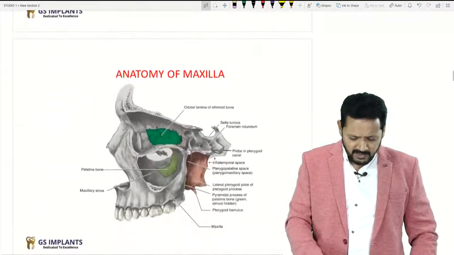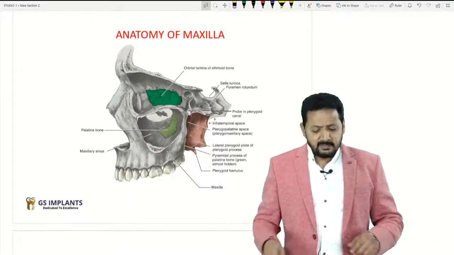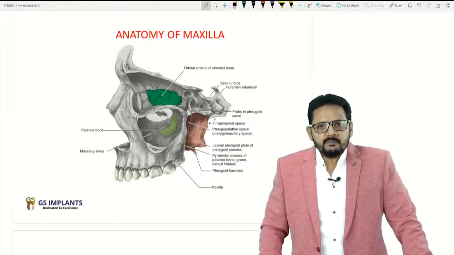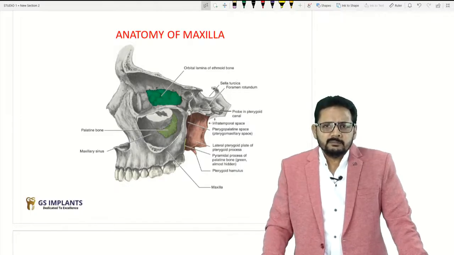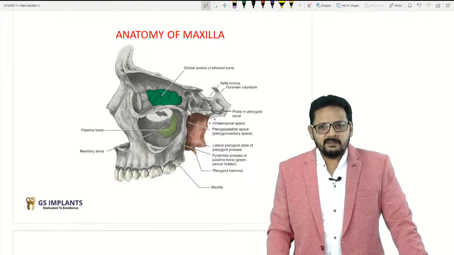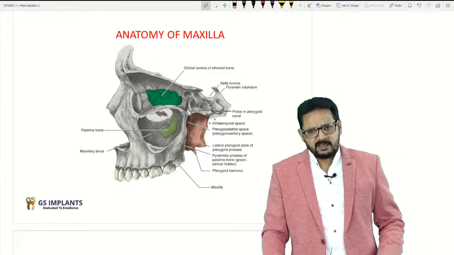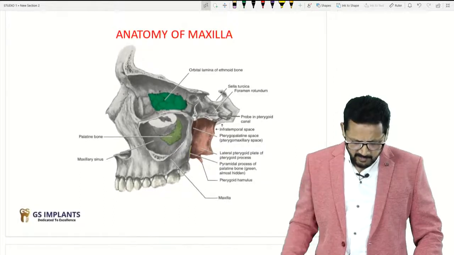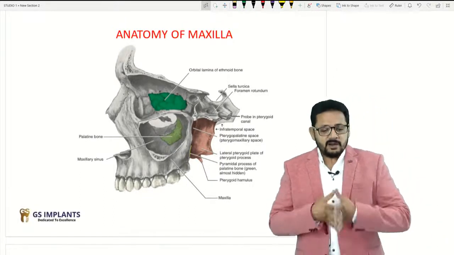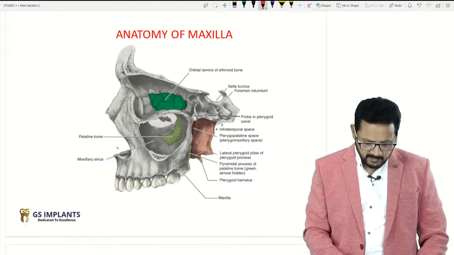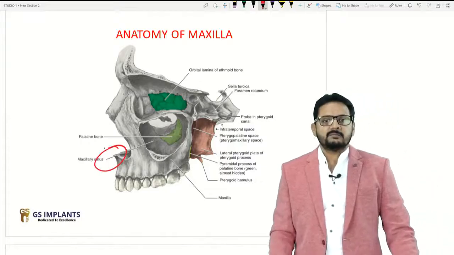Now first and foremost is the anatomy of the maxilla. How many of you remember this diagram? It is from Gray's Anatomy. All the images I have taken from Gray's Anatomy, because they are beautiful diagrams. You can also find this online. So, anatomy of the maxilla: what is the most anterior part here? What is this?